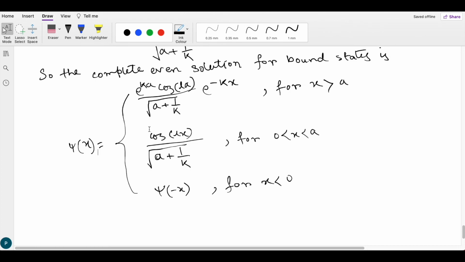just put minus x instead of x in these wave functions to get the wave function in the region x less than 0. So that's all for today.